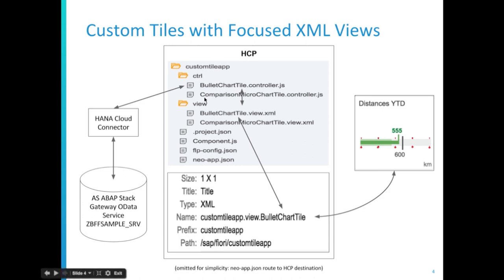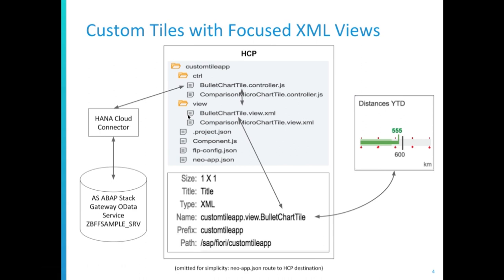I've defined the word title here for the property title, because I know that I'm not even going to be using that. The title itself for the tile is going to come from the XML view itself. Okay, so we're building a tiny little UI5 app. And as I say, it's XML, of course. Why would you build your views in anything other than XML?